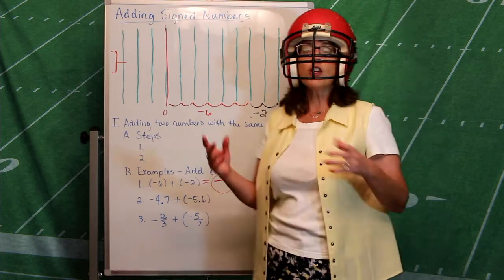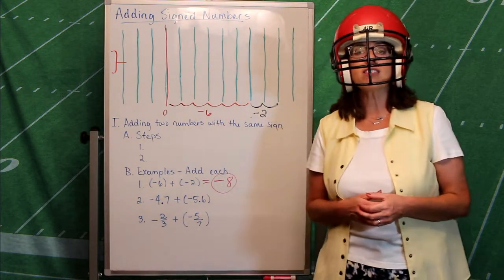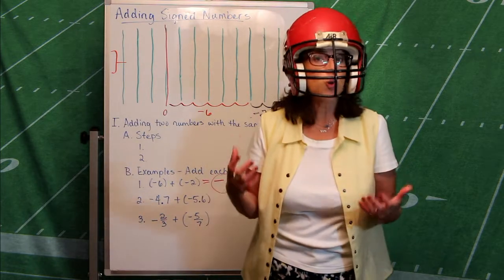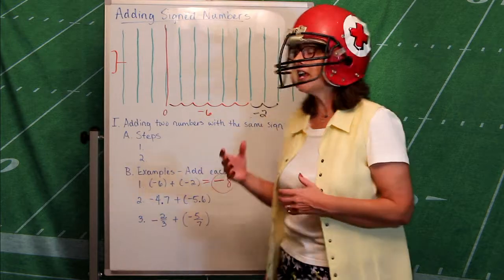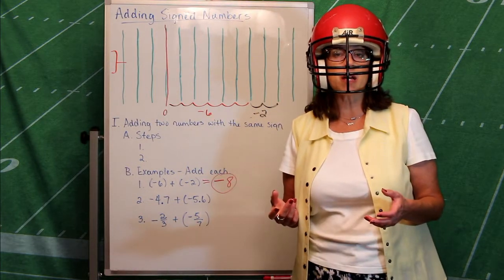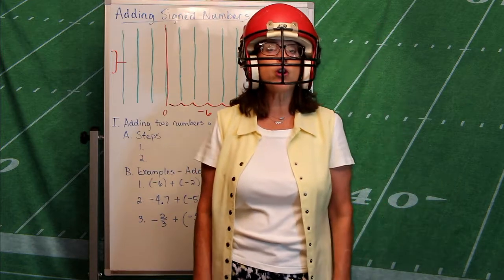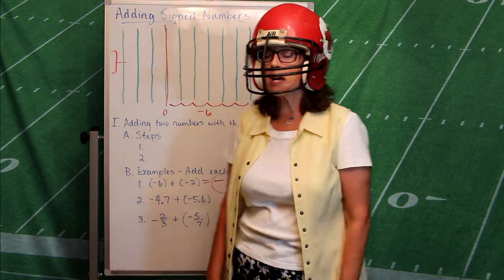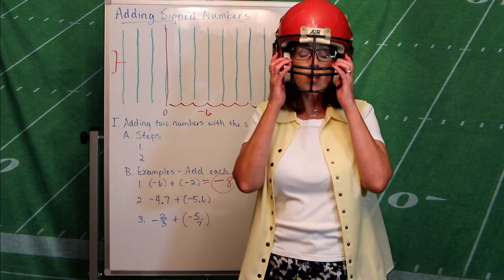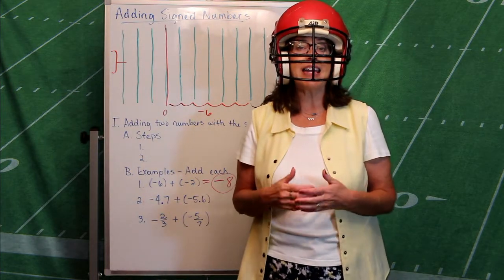Now, here's the thing though. When I'm adding up all these sign numbers, I don't know about you, but even though I'm enjoying playing football, and this is so much fun, I don't want to have to draw a football field every single time I'm adding up sign numbers. Frankly, I don't even want to have to draw a number line every time I'm adding up sign numbers. What I would prefer to do is just have a couple of rules so that I would be able to do this in my head instead.